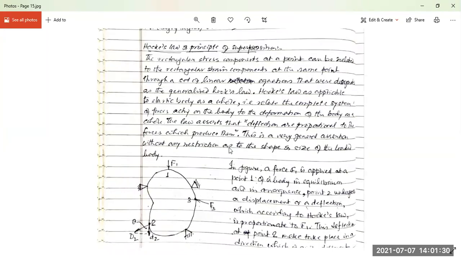Now, what is Hooke's law and the principle of superposition? The rectangular stress components at a point can be related to the rectangular strain components at the same point through a set of linear equations, which is called the generalized Hooke's law itself.